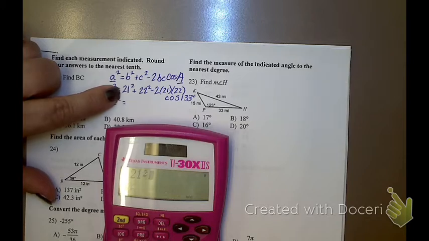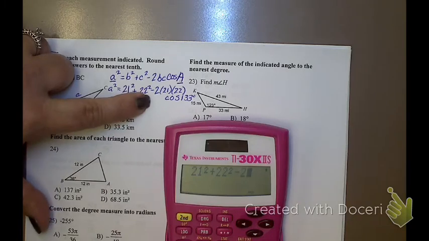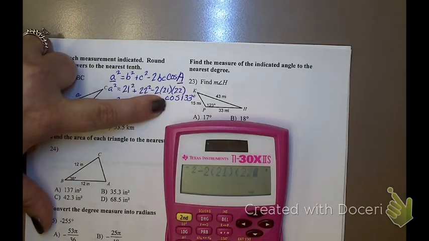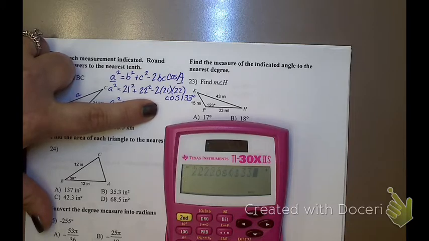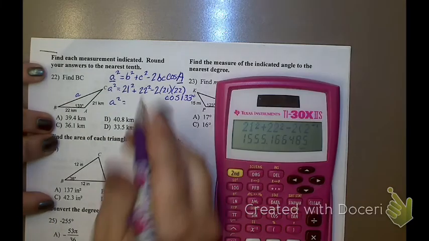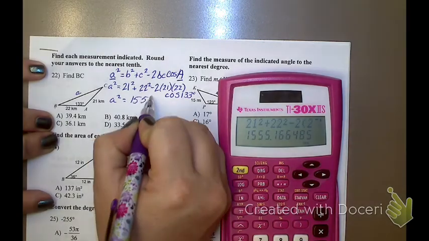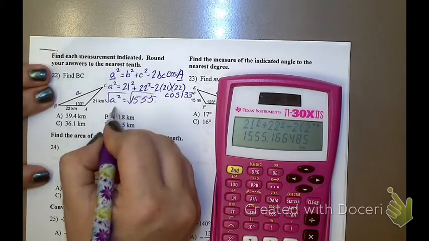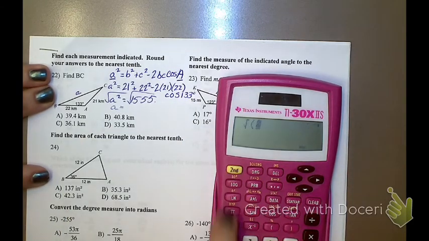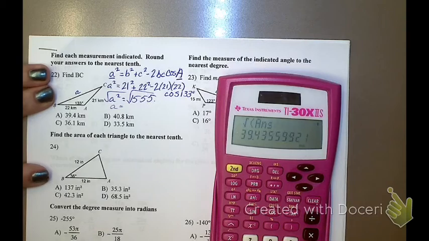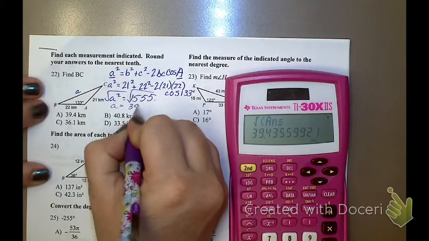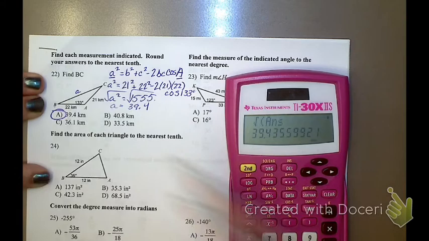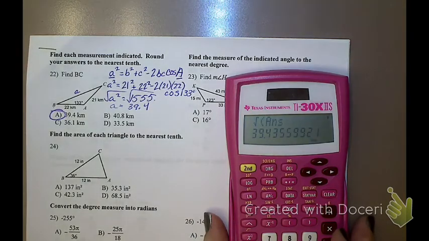21 squared plus 22 squared minus 2 parentheses 21 parentheses 22 cosine 133, and I get 1555.166 blah blah blah. I need to square root it though. So I'm going to second square root the answer, and that gives me 39.4. That would be option A. So that's our easy way of using the law of cosines. Again, put it on your note card.